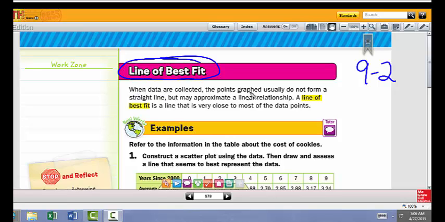When data are collected, the points graphed usually do not form a straight line, but may approximate a linear relationship. A line of best fit is a line that is very close to most of the data points. Remember, it's most of the data points.